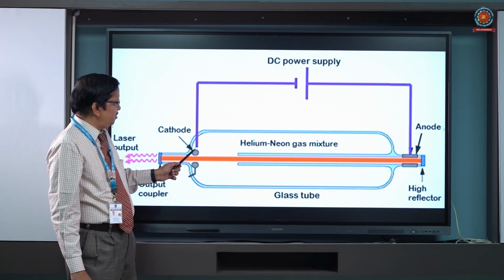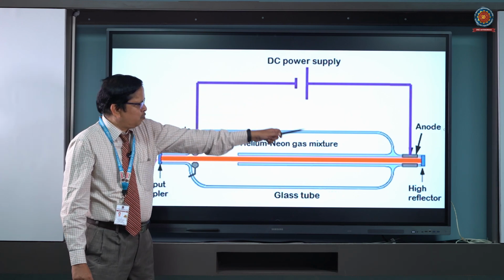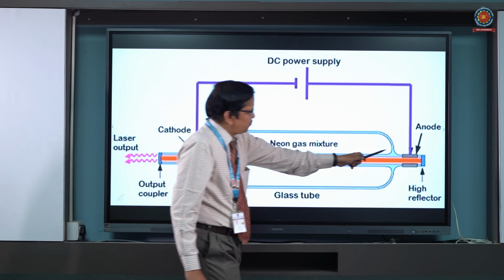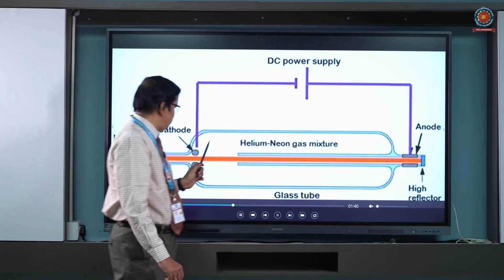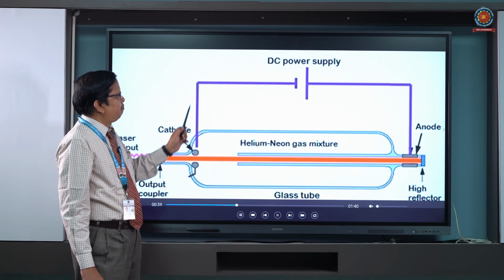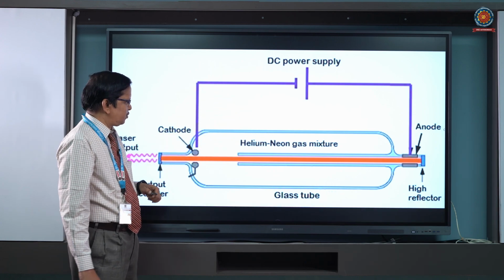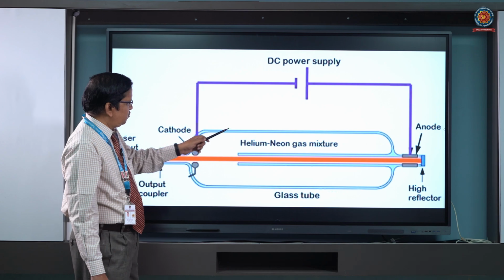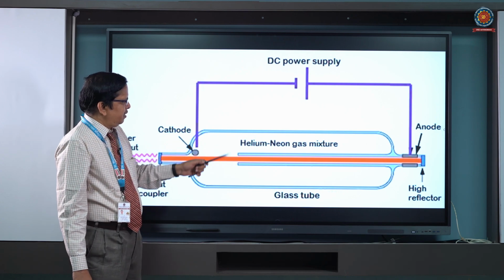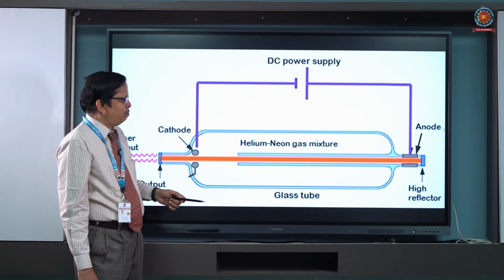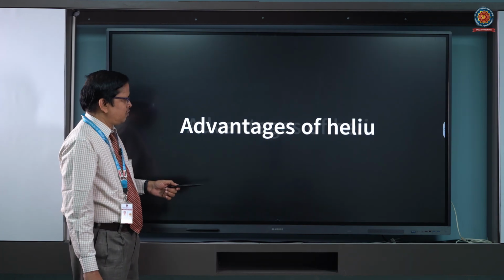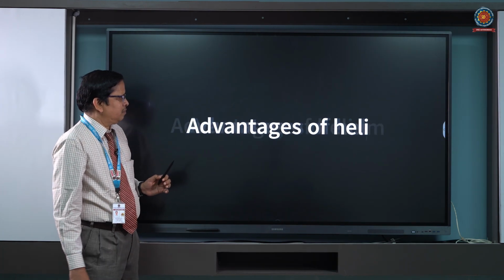This specially designed discharge tube is fitted with two electrodes, and this electrode is the anode and this electrode is the cathode, and we apply a power supply between these two electrodes. Then the discharge tube is filled with helium and neon gases at low pressure, and the discharge tube is placed between the two reflecting mirrors.